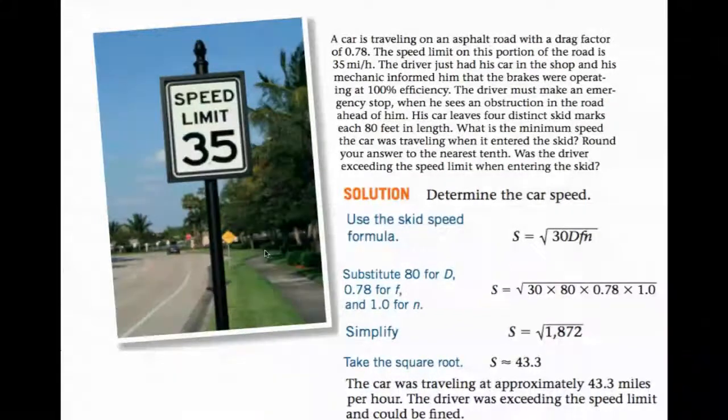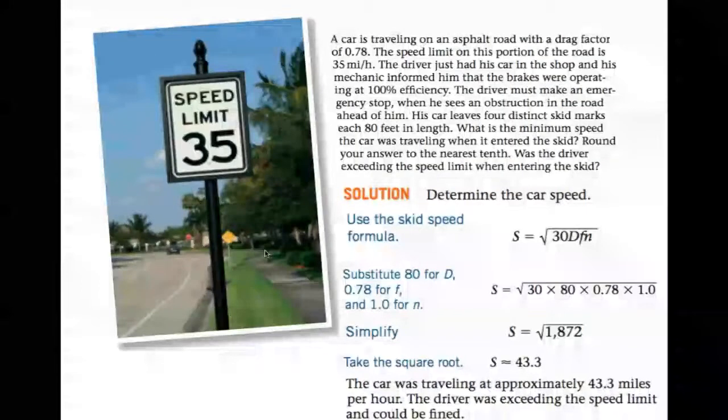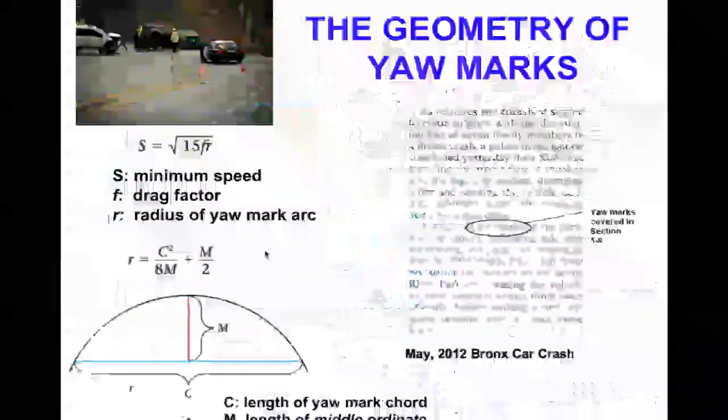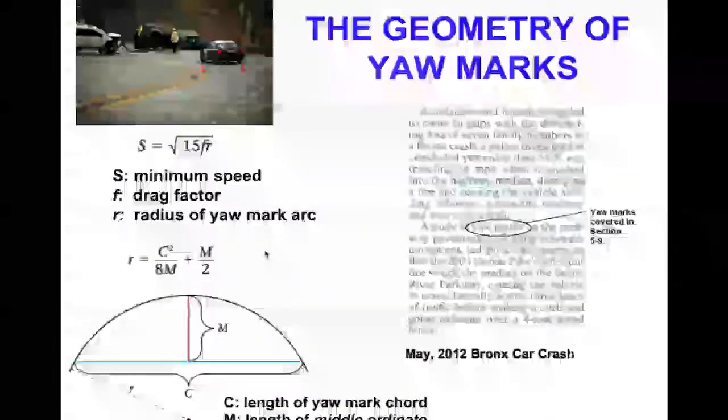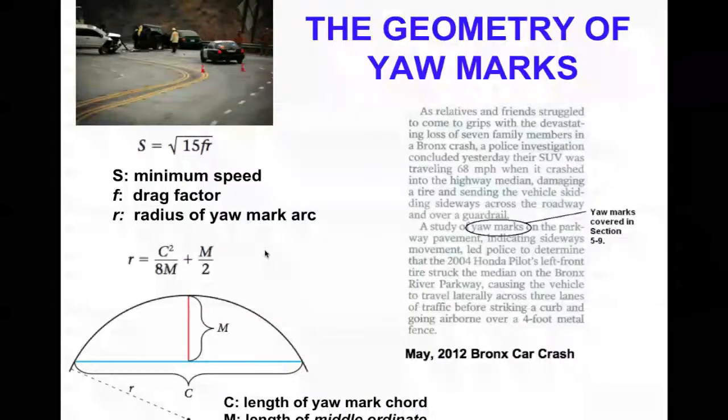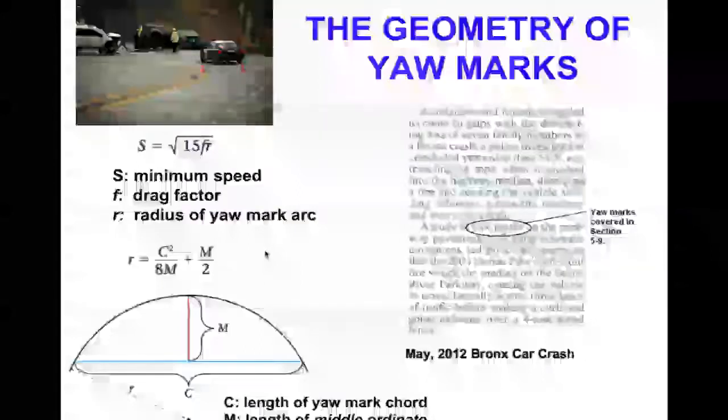Now, this formula is only used when the skid marks are straight. When skid marks have curves in them, they're not known as skid marks anymore. They're known as yaw marks. And there's a different formula, and there's some geometry that needs to be used here, because in the formula, we need to find the radius of that skid mark.